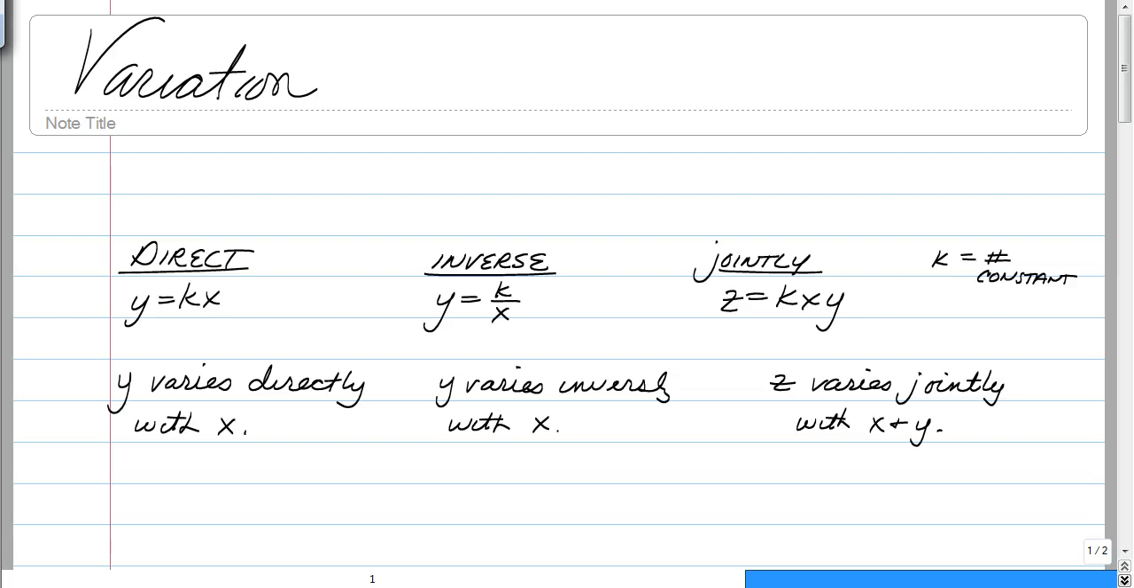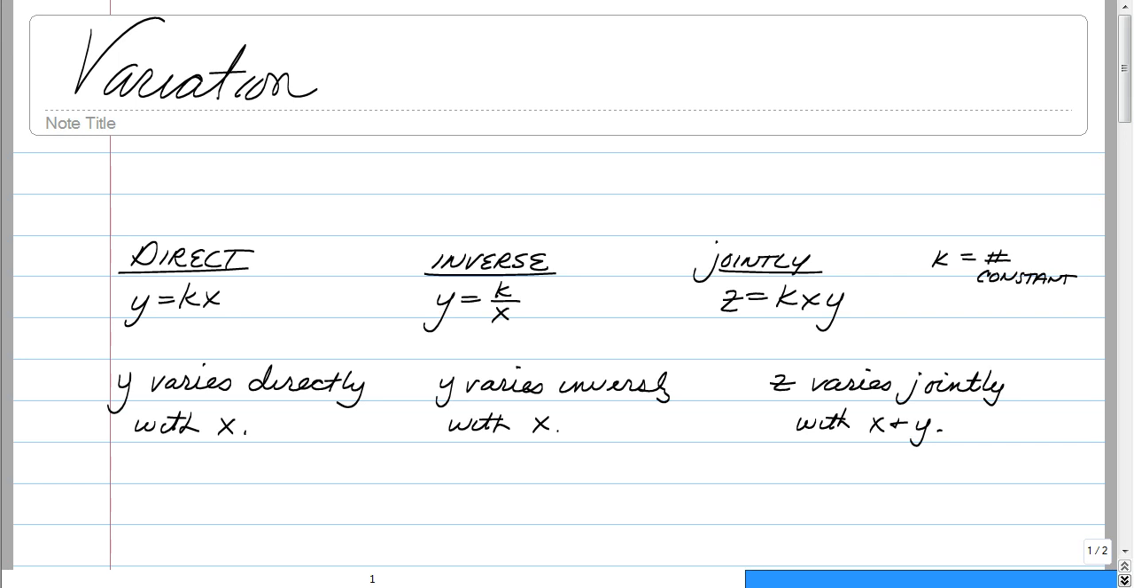Here goes variation. So in this lesson, you're going to learn about three different kinds of variation. We have direct variation, inverse variation, and joint variation. So direct variation is y equals kx, where k is our constant of variation. Y is equal to k divided by x would be our inverse variation. And joint variation is when you have more than two variables and a constant. So that would be something like z is equal to k times x times y.